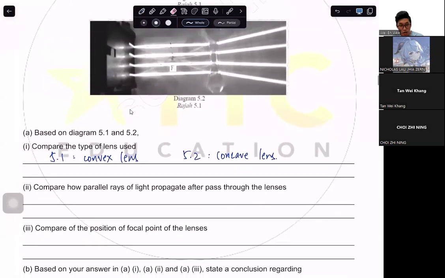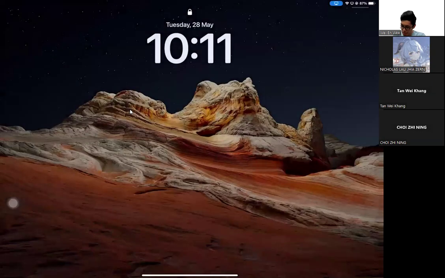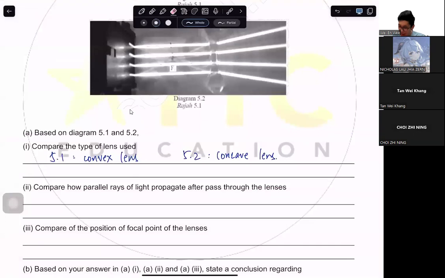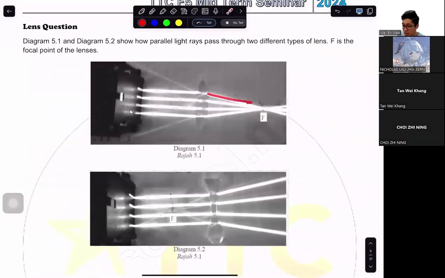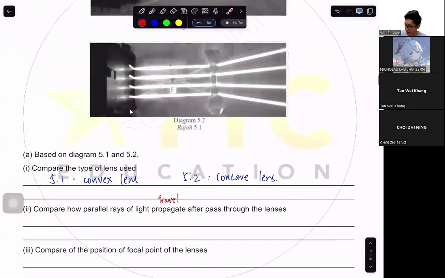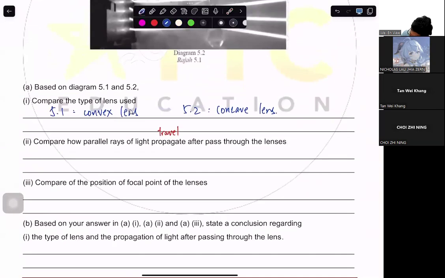Next, compare how parallel rays of light propagate. Propagate means travel. How does the light travel after passing through the lens? So you can say here, the light all converge, and then here, the light all diverge. So you have to say that.